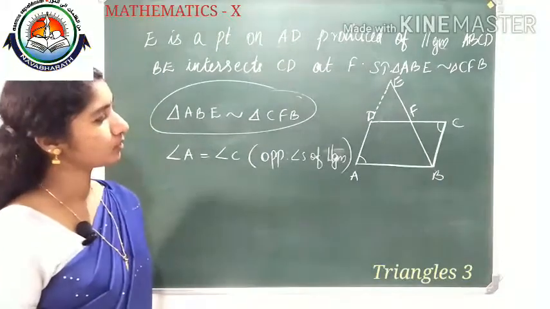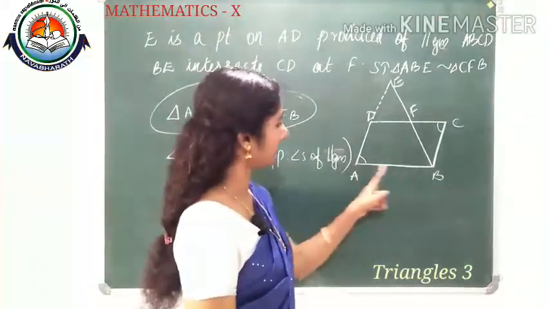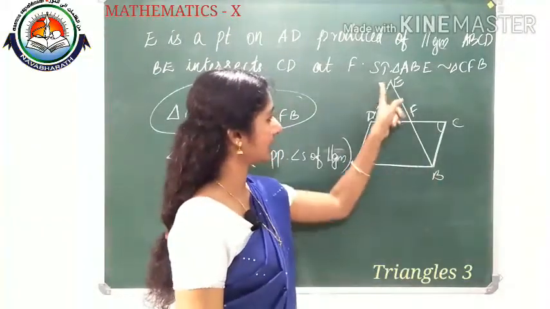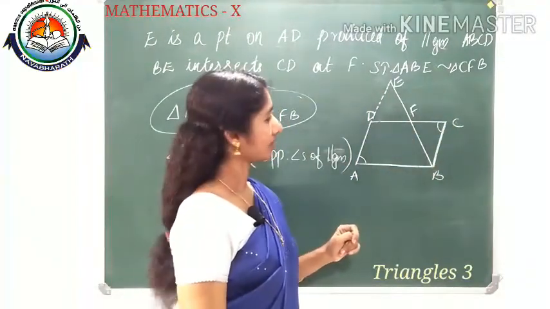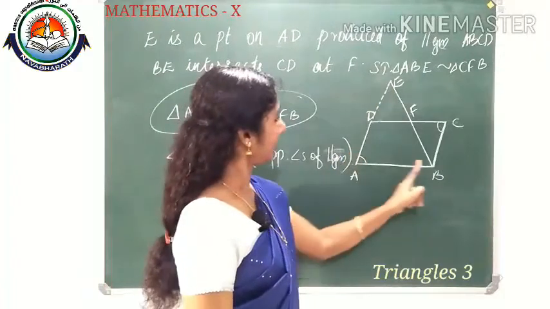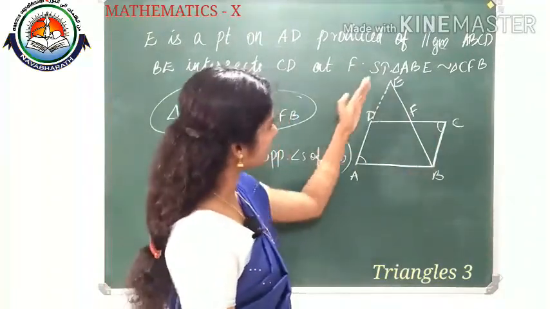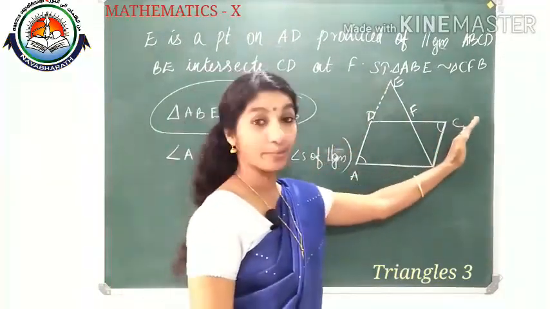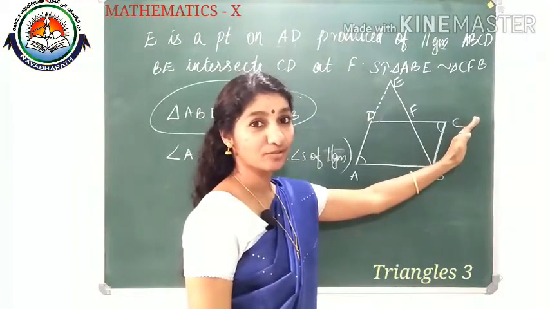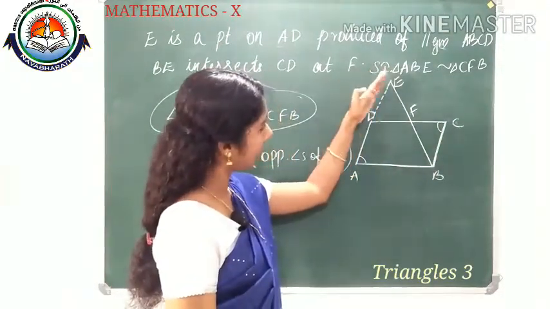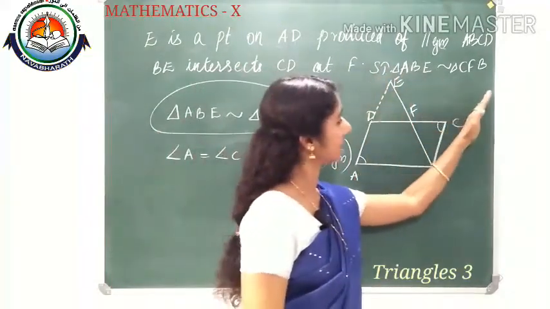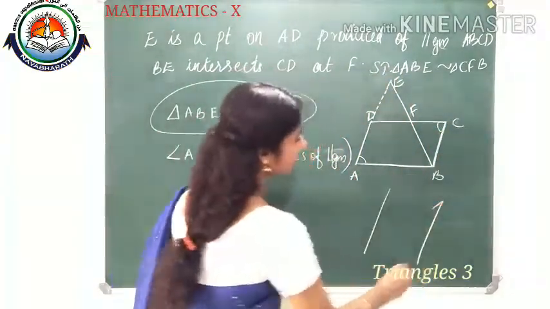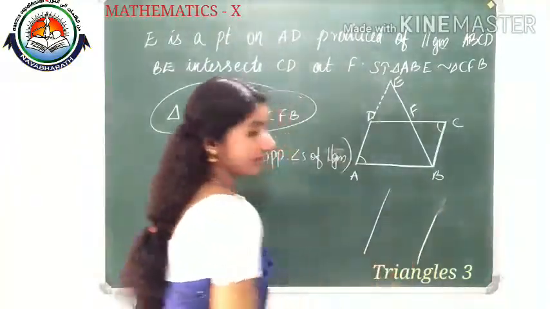Which angle can we prove equal? One more, in the triangles ABE and CFB. See, AD and BC are parallel since they are the opposite sides of the parallelogram. So the line AE is parallel to BC. See these two lines are parallel. I am drawing the two lines separately. These two lines are parallel, given.